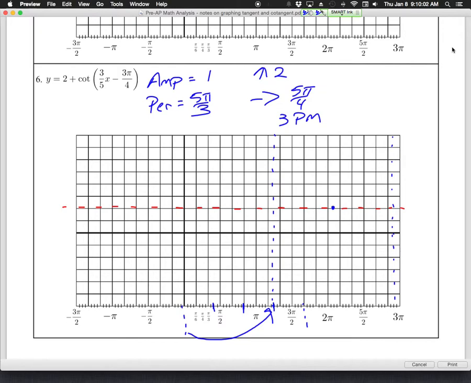And which side is this one going up on? It goes up on the left because it's a positive cotangent. So that means I want 2.5 to the left, and my amplitude is 1. 2.5 to the right, my amplitude is 1. So that's what one piece looks like.